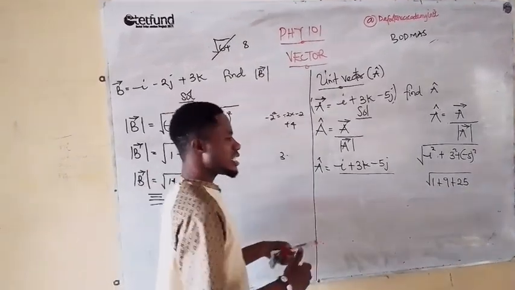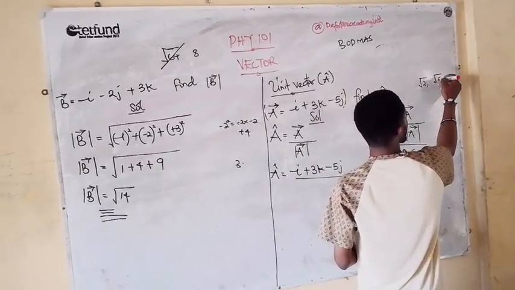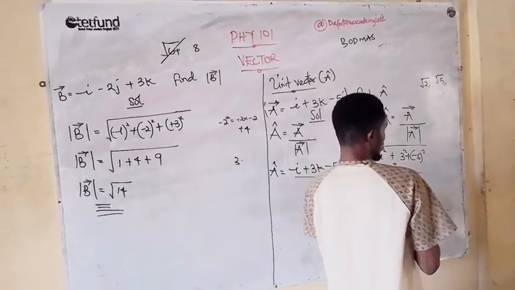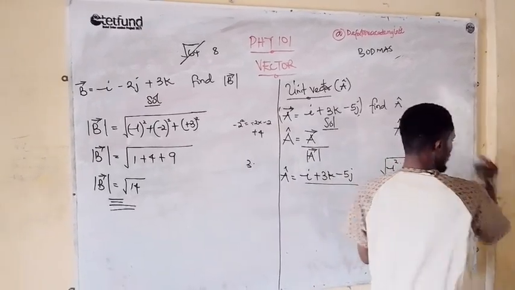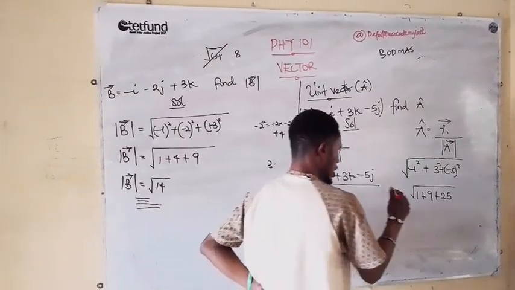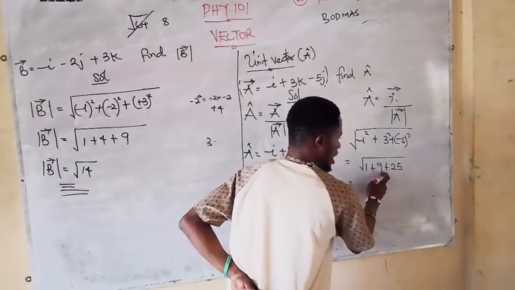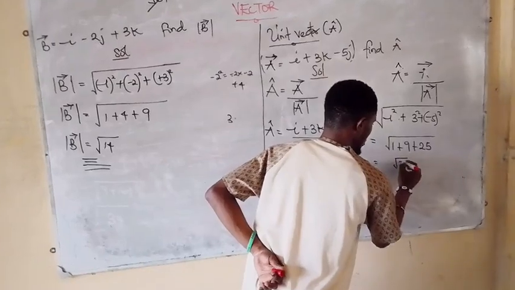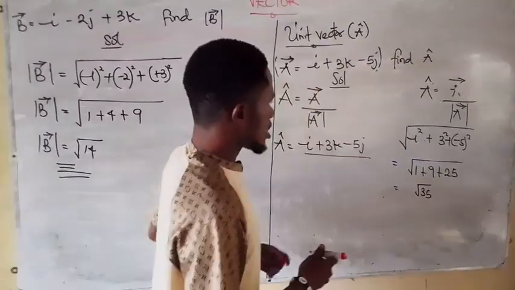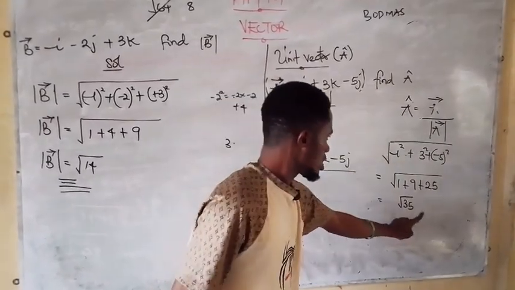A surd is an irrational number. This can fall under a surd. So please, if you don't understand surd, I'll drop a link of surds in this one video. So make sure you go and watch that video and know what a surd is. So from here we have that 1 plus 9 will give us 10. 10 plus 25 will give us what? 35. So that means the modulus of this particular vector is root 35.